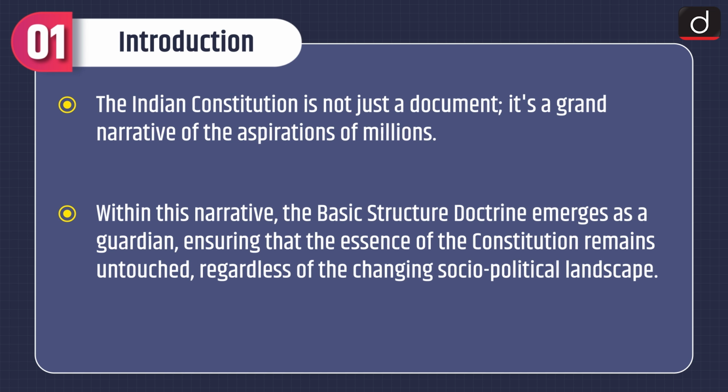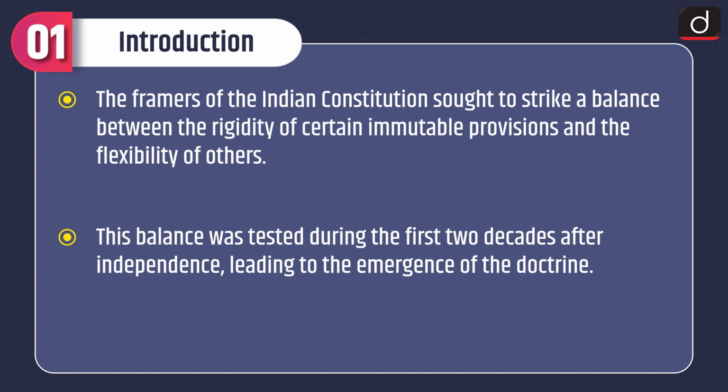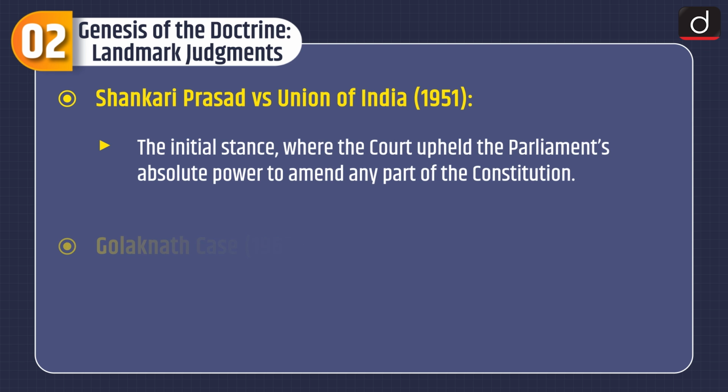The Indian Constitution is not just a document, it's a grand narrative of the aspirations of millions. Within this narrative, the basic structure doctrine emerges as a guardian, ensuring that the essence of the Constitution remains untouched regardless of the changing socio-political landscape. The framers of the Indian Constitution sought to strike a balance between the rigidity of certain immutable provisions and the flexibility of others. This balance was tested during the first 2 decades after independence, leading to the emergence of the doctrine. Now moving on to genesis of the doctrine, landmark judgments.